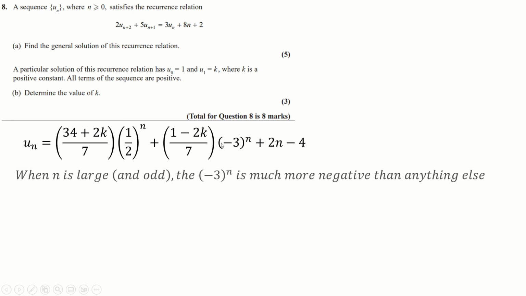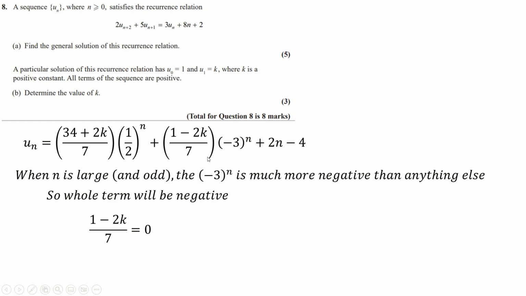So how do we fix that? Well, we make the coefficient of this thing 0, because that's the only way to get rid of it, to ensure that it never messes everything up and makes the whole thing negative. So we set this to be 0, which of course means k is a half. And that'll be our answer.